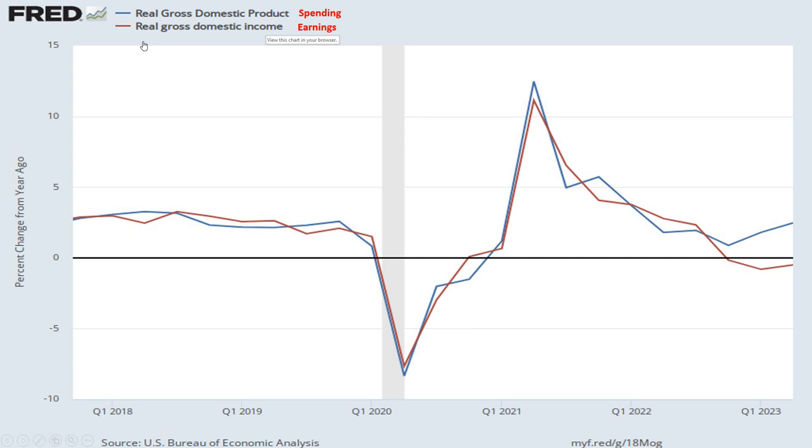However, when we take a look at an alternative measure of the U.S. economy, which is real gross domestic income, we're actually in a recession when we measure by incomes. So incomes, earnings, controlled for prices, have actually contracted, meaning that the nominal income growth is not keeping up with price inflation, even though spending has and is continuing to outpace price inflation.